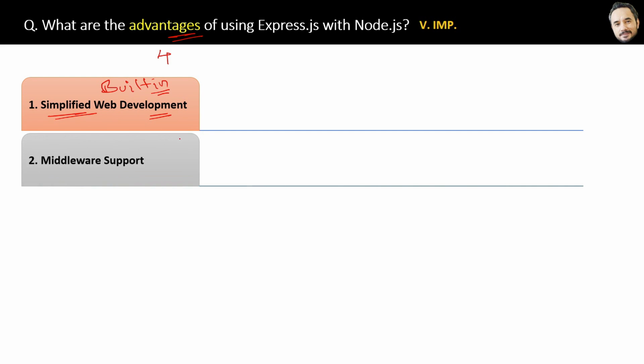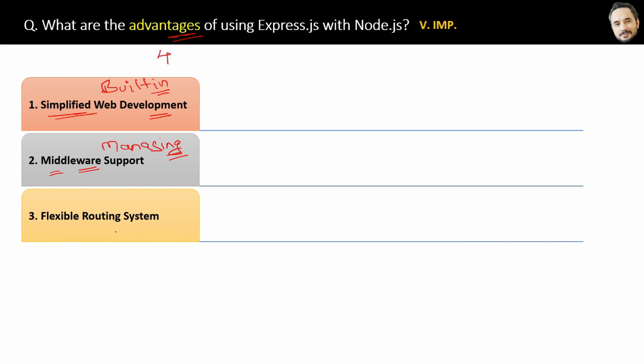Second advantage is middleware support. Yes, middlewares are very important for handling requests and response in a proper way. And with Express framework, managing multiple middlewares and handling millions and millions of requests is very easy. Yes, definitely I will cover this middleware in Express in upcoming question, but for now I am just giving you the overview.